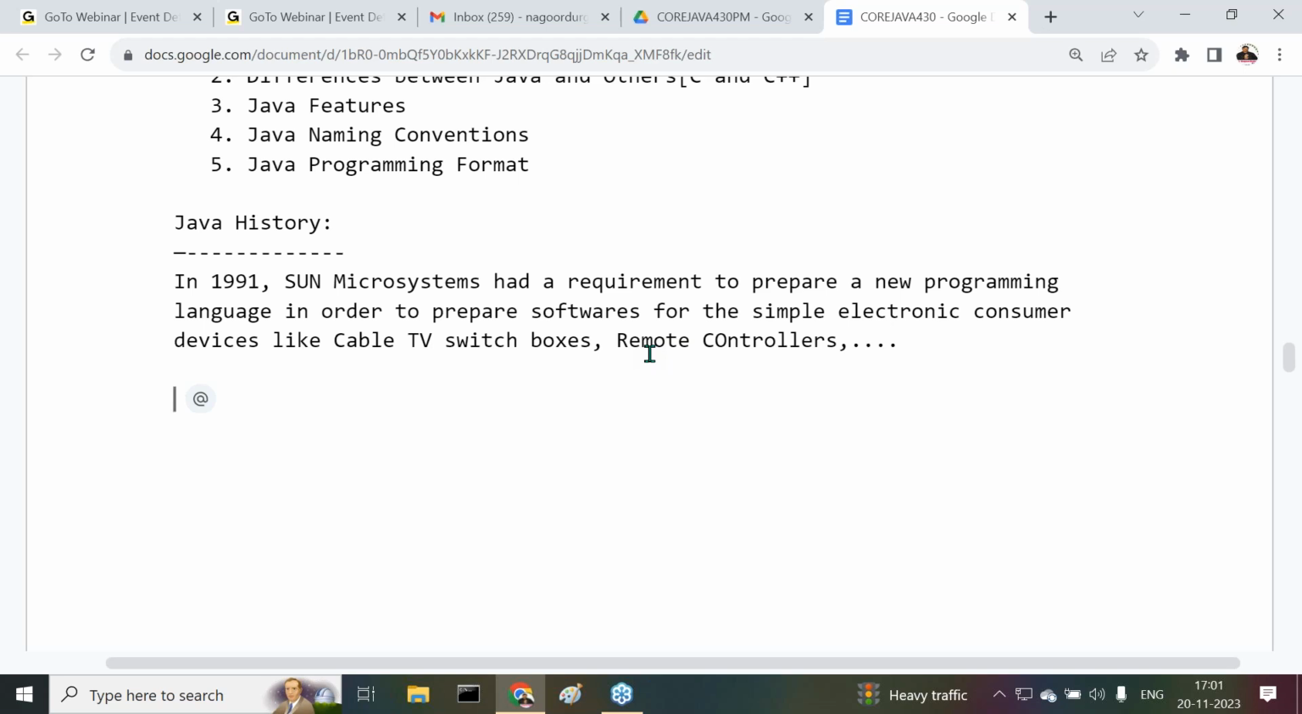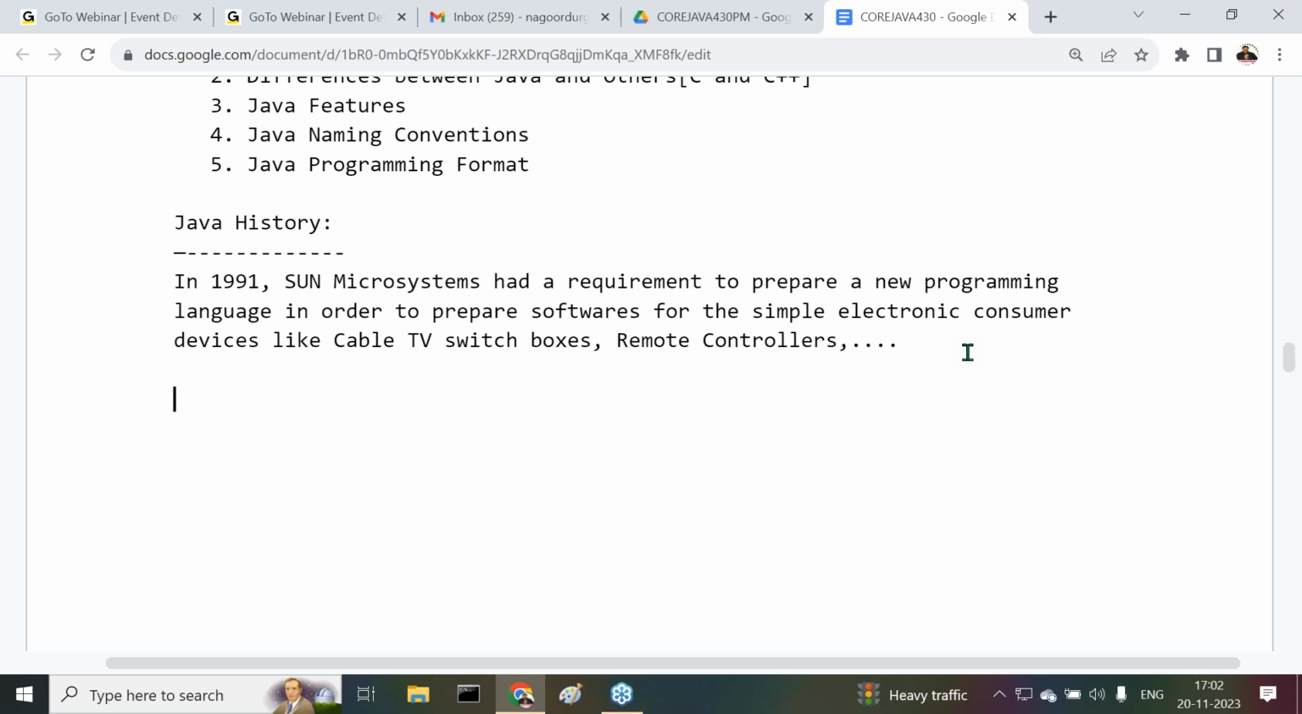Come again. What is the requirement of Sun Microsystems? In 1991, Sun Microsystems had a requirement to prepare a new programming language in order to prepare software for simple electronic consumer devices, electronic goods. What are these electronic devices? Cable TV switch boxes, remote controllers, and so on. Observe carefully. This is the initial requirement of Sun Microsystems.